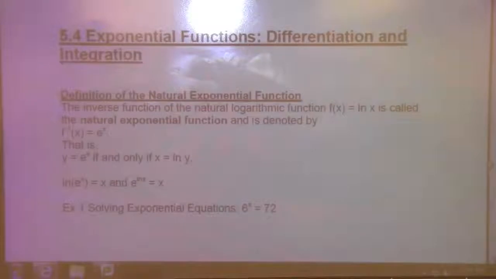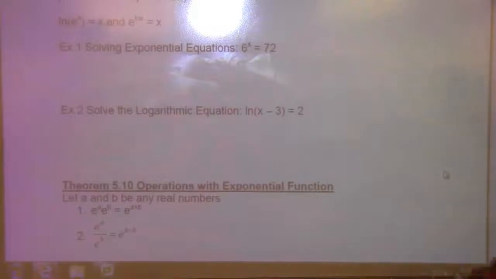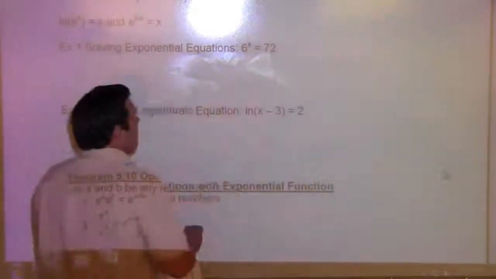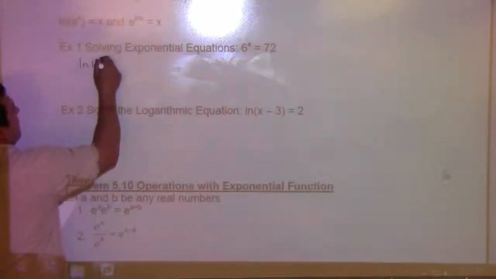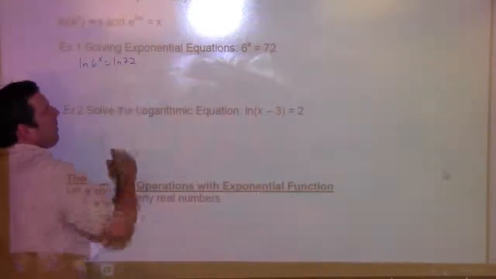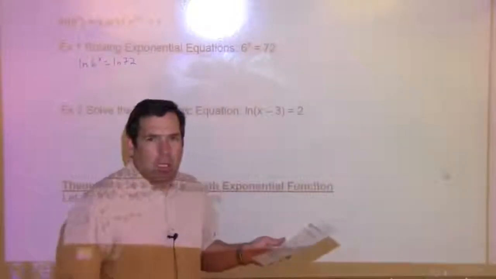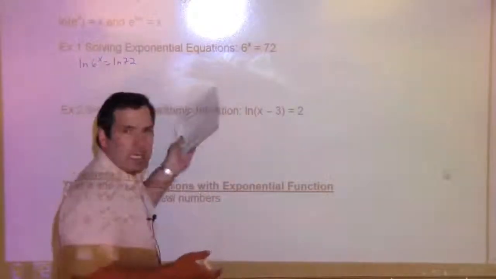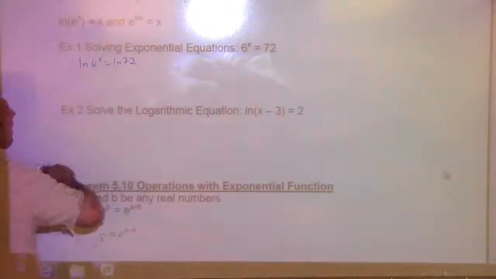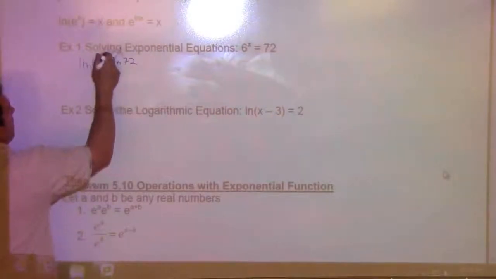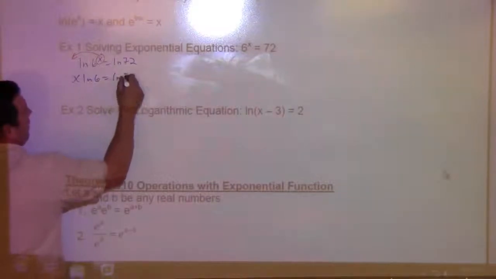Okay, so for example 1, it says solving exponential equations. 6 to the x equals 72. Now if we took the natural log of 6 to the x and the natural log of 72, it would be nice to take log base 6, but unless you have a TI-Nspire CAS, you can only do log base e, which is natural log, or the common log. So by taking the natural log of both sides, this x will come out front. So it'll be x natural log of 6 equals natural log of 72.